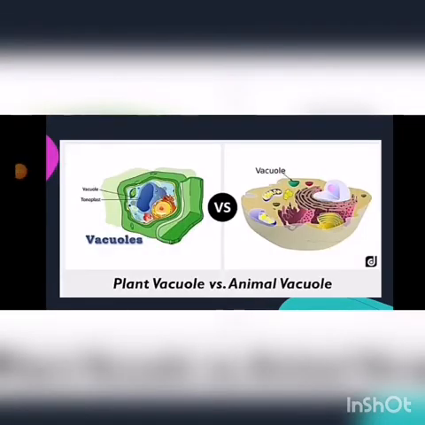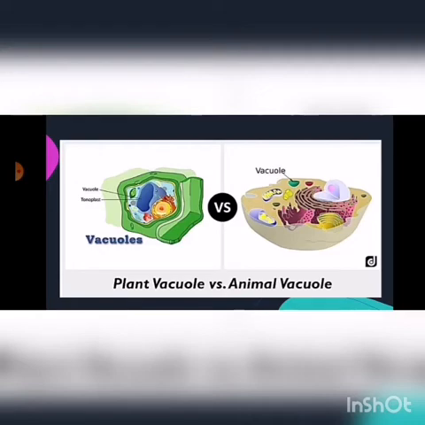Next, vacuoles. Vacuoles are fluid-filled membrane-bound structures in the cell. In a plant cell, a single large vacuole is present. You see the picture, plant vacuoles and animal vacuoles. In animal cell, numerous small vacuoles are present. The membrane of the vacuole is called tonoplast. The membrane encloses a fluid called cell sap.